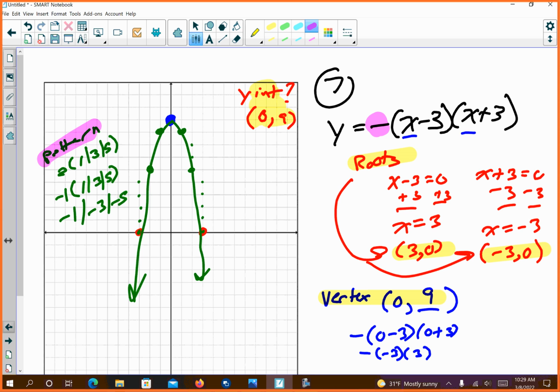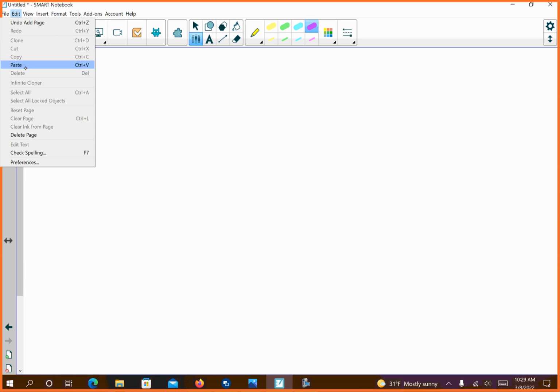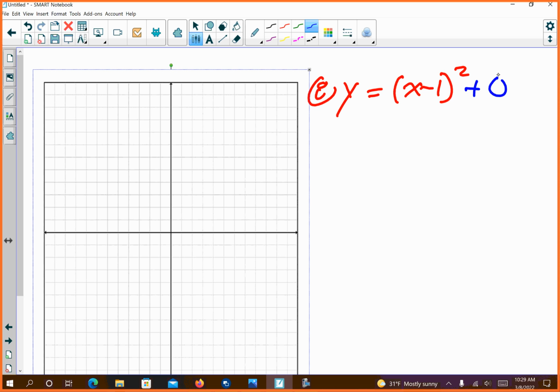You good, Adrian? Everyone else good? All right. Last one that we're graphing, as far as this way goes. So I have y, this is number 8. y equals x minus 1 quantity squared. First thing you should recognize is you're missing that.